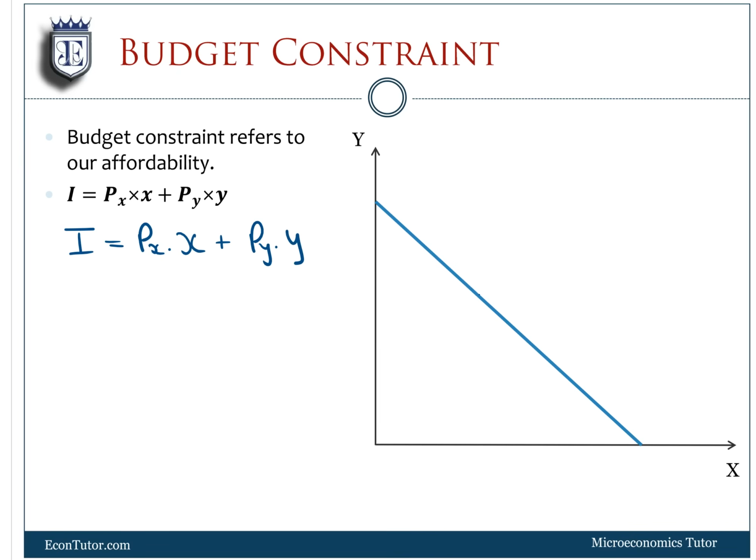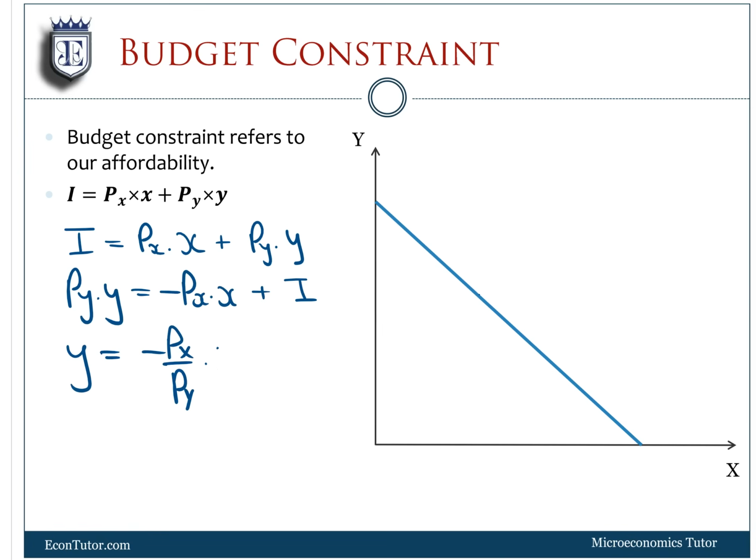Now, in order for me to draw this out, I need to rewrite this in y equals mx plus b format, because you're seeing here this is the y-axis, this is the x-axis. So I want to rewrite this as y equals mx plus c format. So this becomes PyY equals negative PxX plus I. And finally, I get y equals negative Px over Py times x plus I over Py. And so this is the exact format that we need to plot this out.